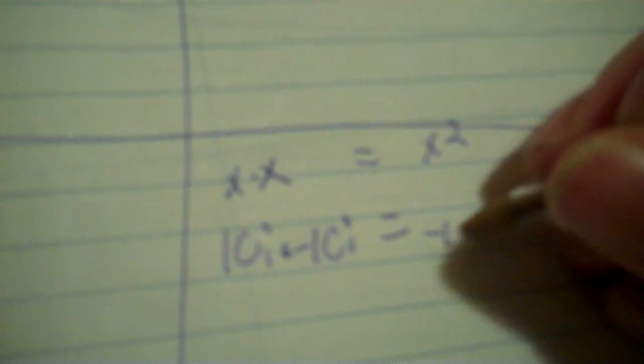So that's x squared, and this would be -100 i squared. Well, i squared's -1, and that equals +100, okay? So this is x squared plus 100, and that's what you put. Answer, okay?